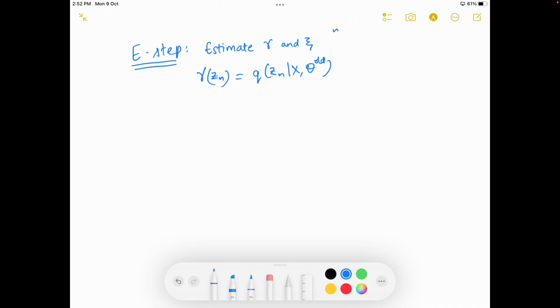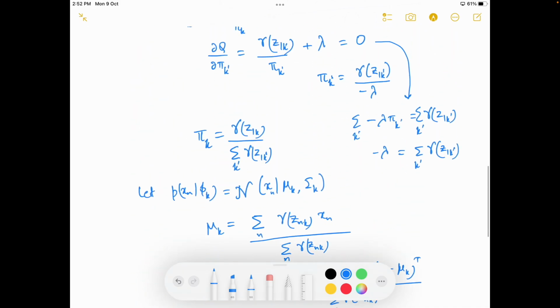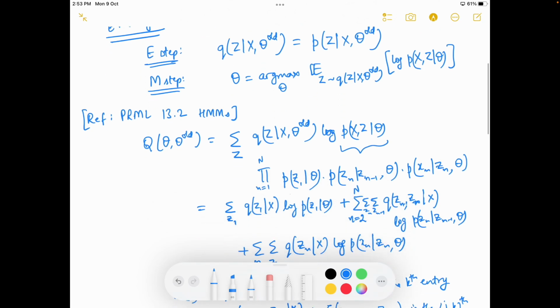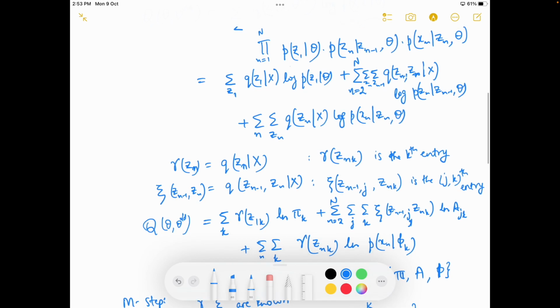Now see, when I say Zn given x comma theta old, it means the P of Zn given x and the previous parameters. We have already seen that. The Q is same as P, just P with the previous parameters. Theta is no more a variable, it is fixed to the previous values of theta. So if theta is fixed, I want to calculate probability of some z given the data and the thetas. It's just the inference problem.